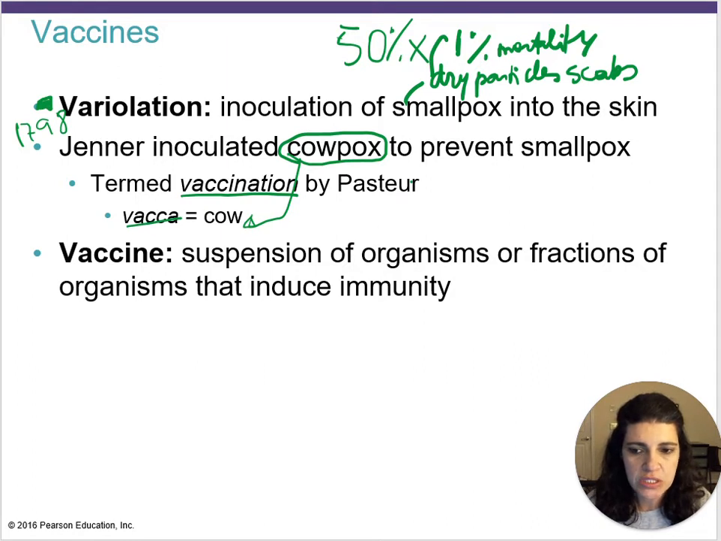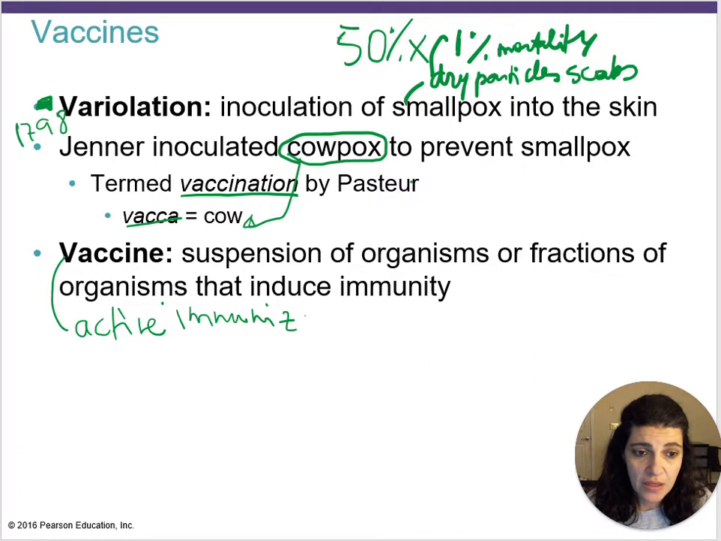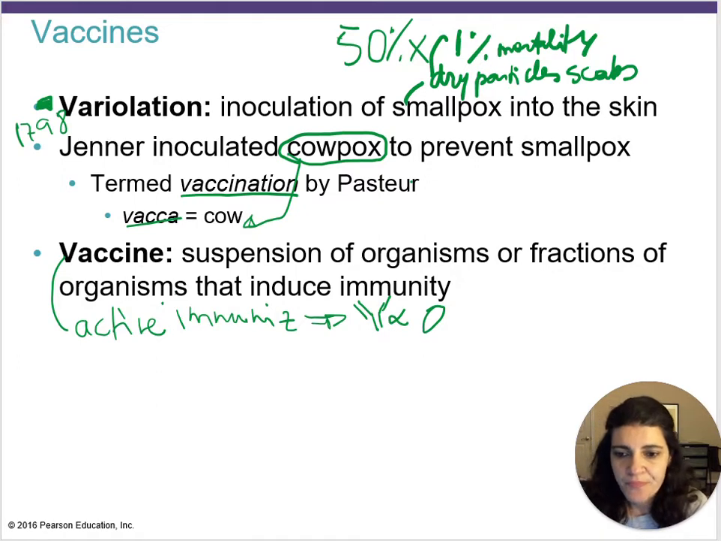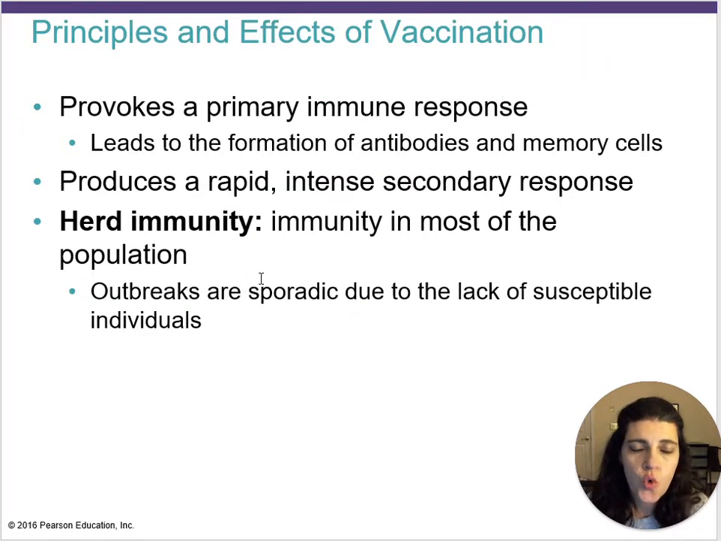Another very important topic here is active immunization. Any vaccine is what we call active immunization. Why? Because your body is producing the antibodies against the microbe. Okay?